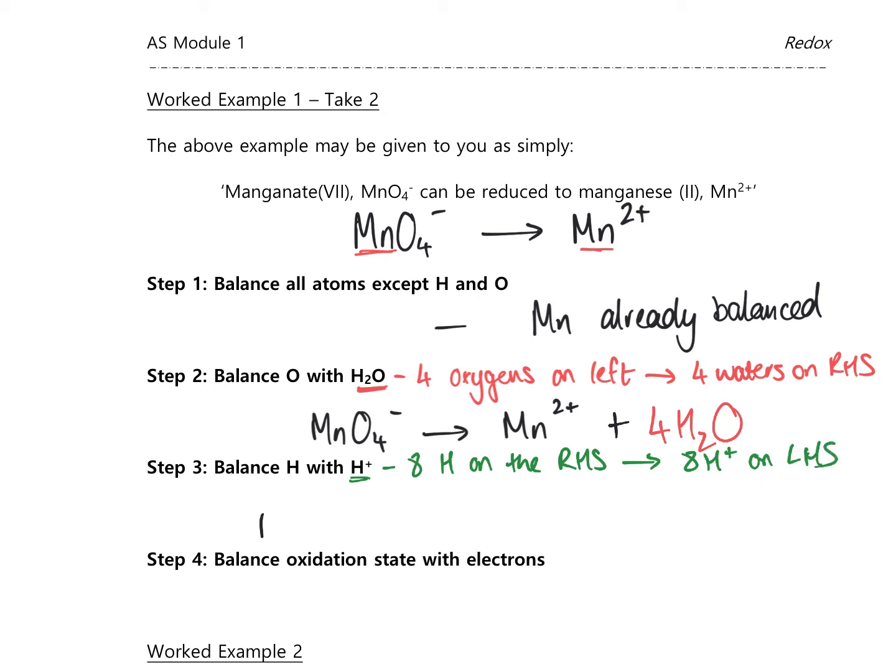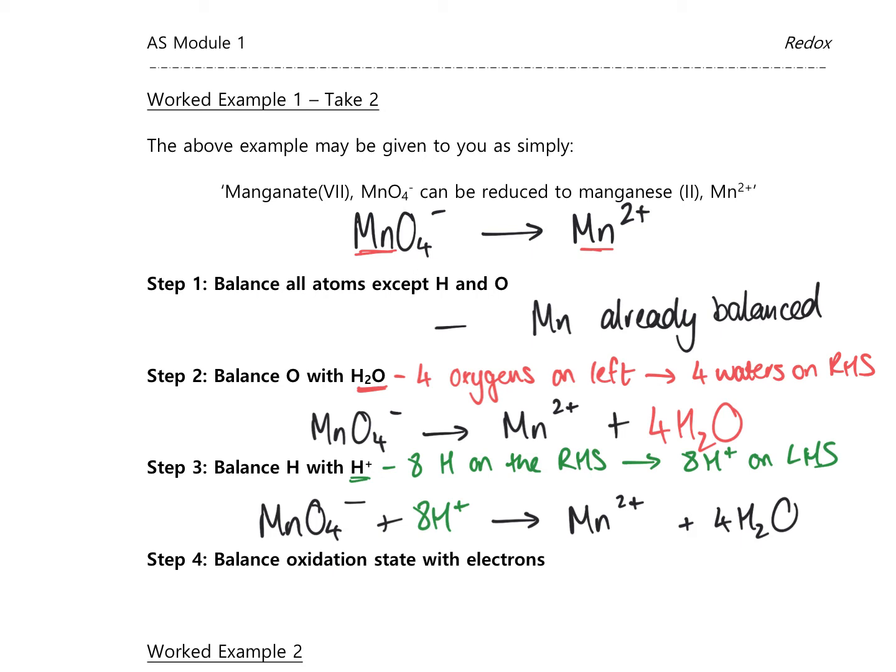So our equation now becomes MnO4- plus 8H+ going to Mn2+ plus the 4 waters that we added in at the previous stage. Okay, next step then is to balance the oxidation state with electrons.